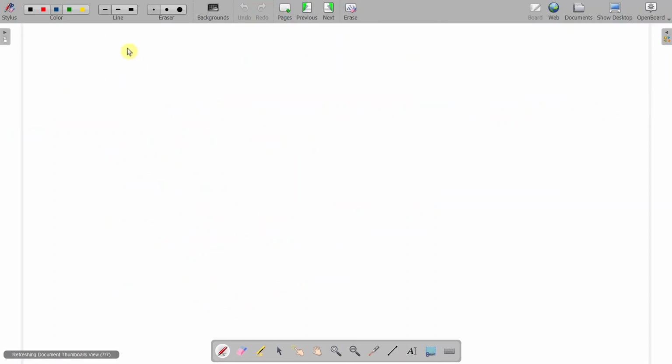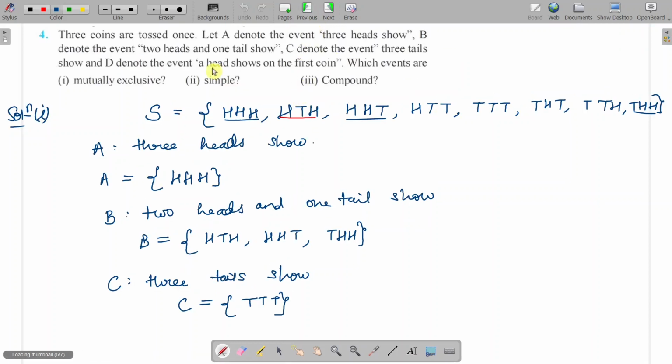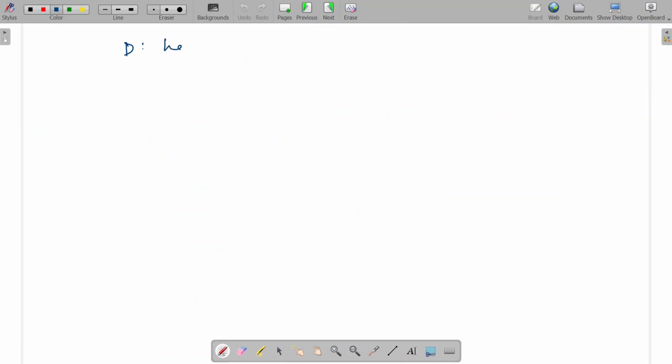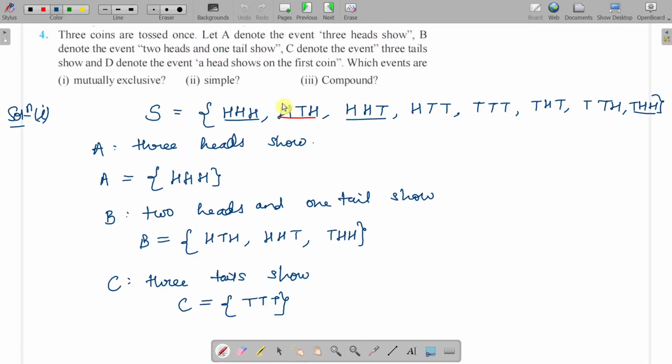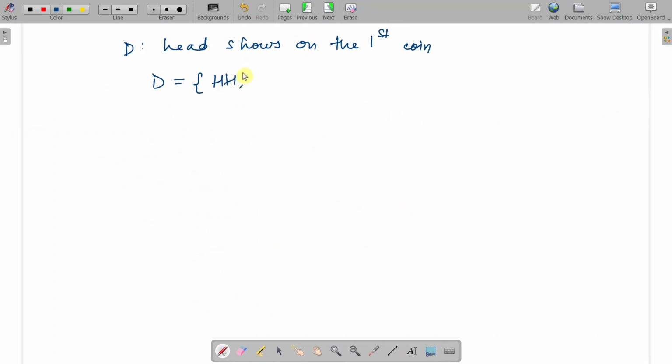Now let us look at the event D here. D is what? A head shows on the first coin, okay. So the event D will be what? Head shows in the first toss. So this H, H, H is there, right? Then H, T, H, then H, H, T, right? And then H, T, T. These are the sample points.